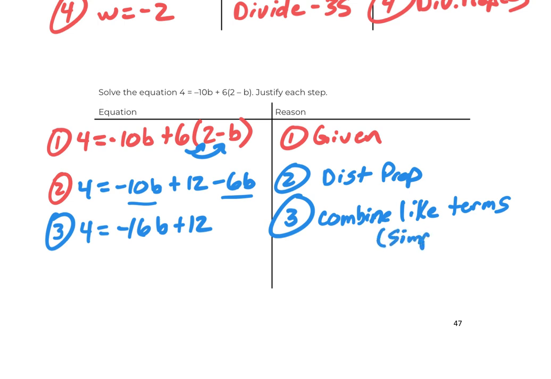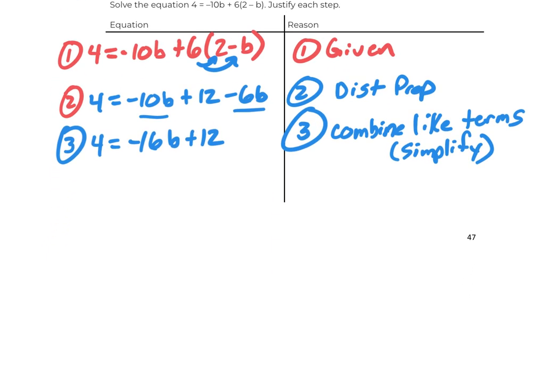Sometimes we'll also see this. We're just simplifying it, okay? We're trying to combine things together that are alike. So the word simplify is another one that we could use. And it's a little bit simpler, but combine like terms is a little bit more informative, I think. Okay, trying to get b by itself. We're not there yet, so what do we got to do next?